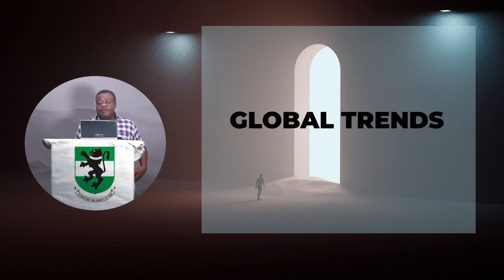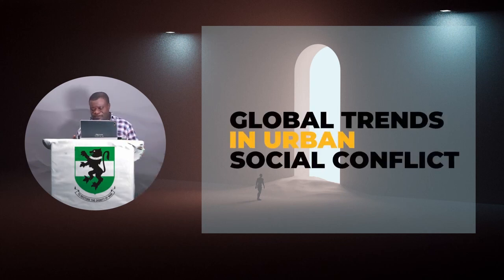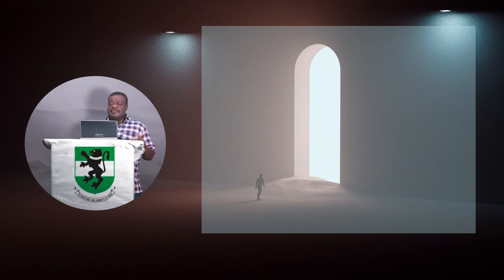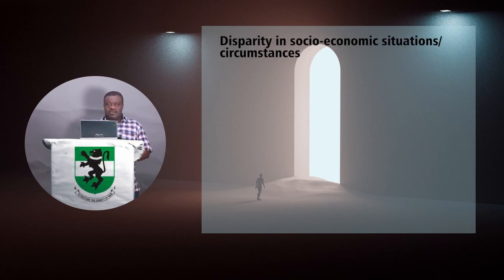Now, global trends in urban social conflict. What this tends to underline is the fact that there is a big difference in terms of urban social conflict between the global south and the global north. Now, the point is, there is more urbanization in the global north than the global south. However, there is more urban conflict in the global south than in the global north. And this can be explained by a lot of things. But principally, we are going to look at one, disparity in socioeconomic situations, in terms of the well-being of people in these two different global zones.